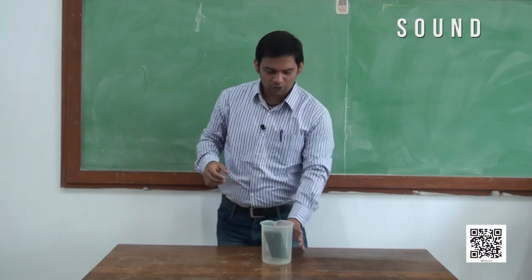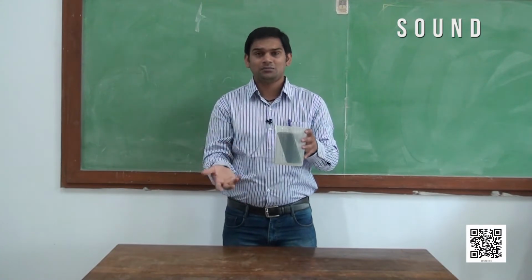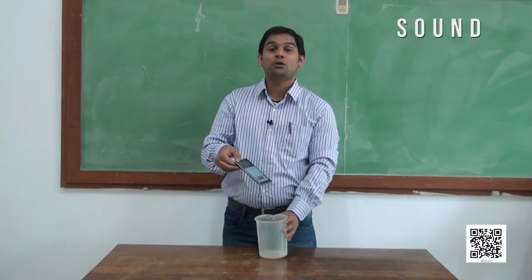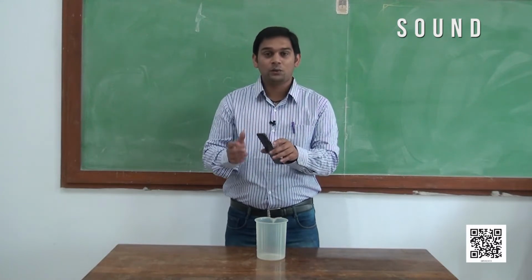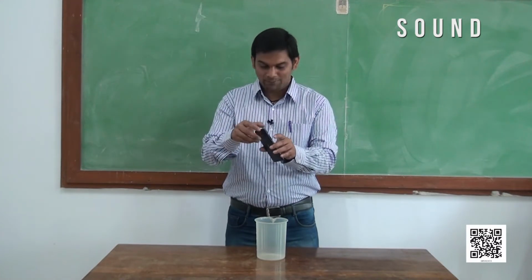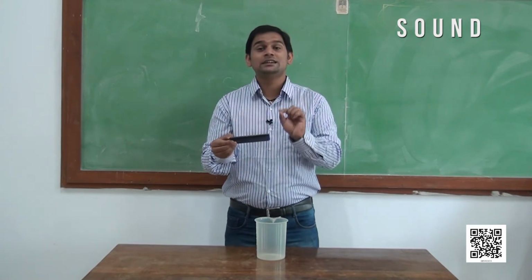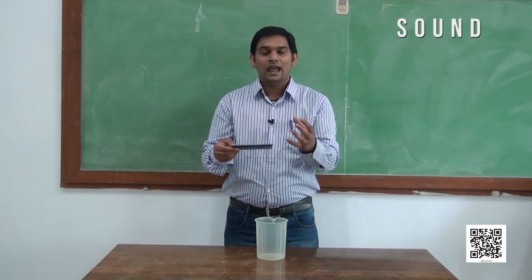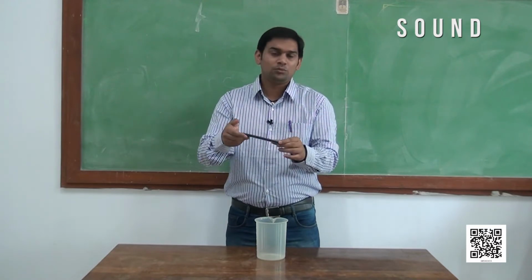So for this we'll do one activity. You need a big tumbler, that can be a glass tumbler or anything. I have a plastic tumbler. Then I have a sound producing object. We have a mobile here. Now I'll play a sweet song over here. Now let's see what happens. Now you can hear the sound. Here you heard the sound and the sound was pretty high. When I increase the volume, obviously it will increase.